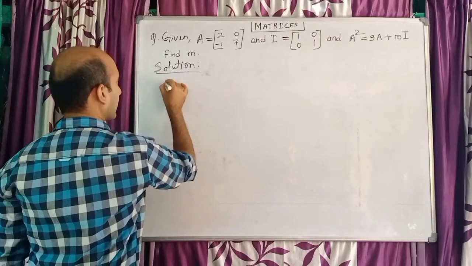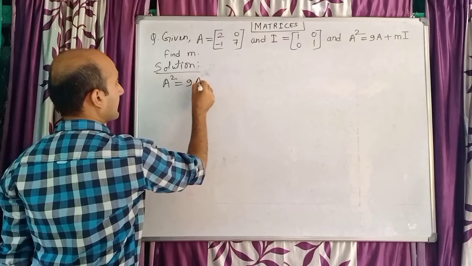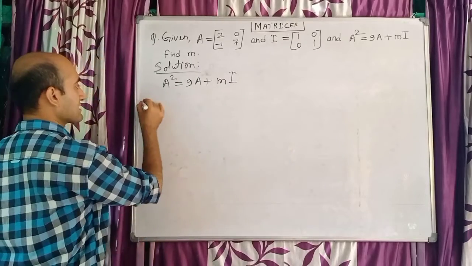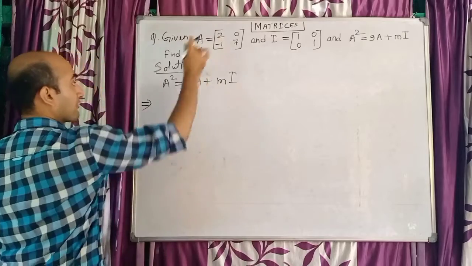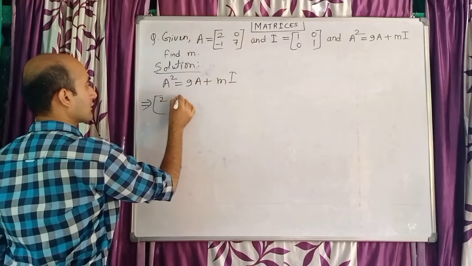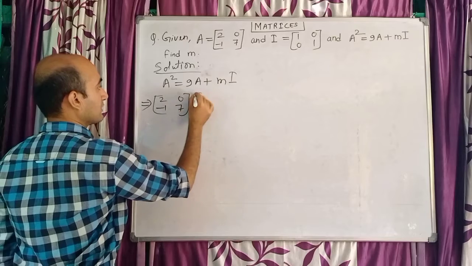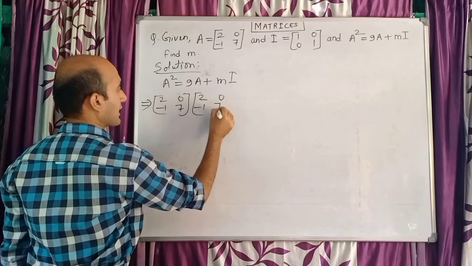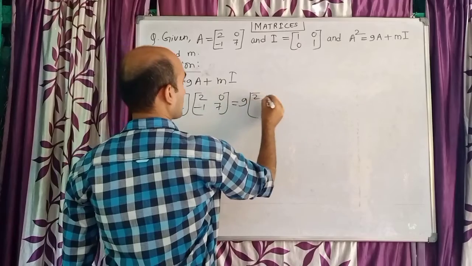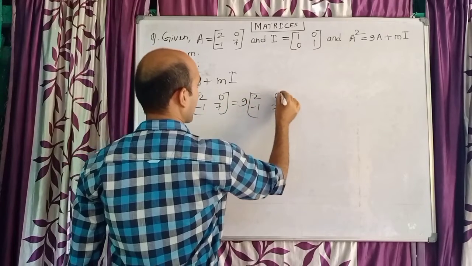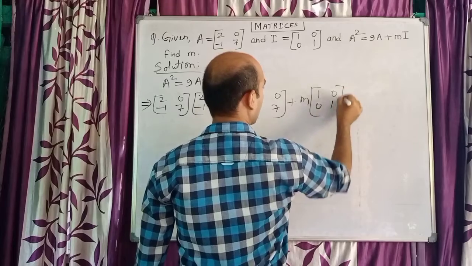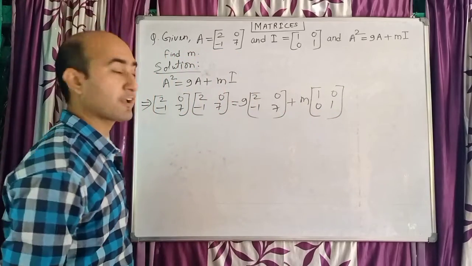So our solution will start. I will write the given part: A square equals 9A plus small m I, where I is the identity matrix. A square means A multiplied two times. So the value of A is [2, 0; -1, 7], but you need to write it two times, equal to 9A, which means multiply 9 with the matrix A, [2, 0; -1, 7], plus MI, where I is [1, 0; 0, 1]. So we have put all the values. Now we have to find the value of M.